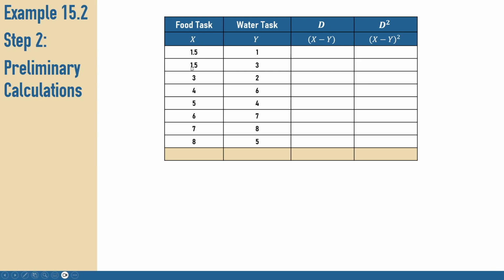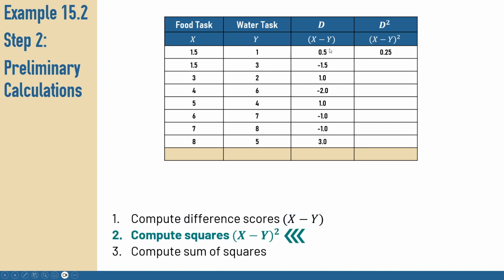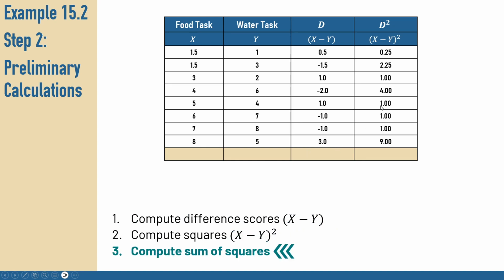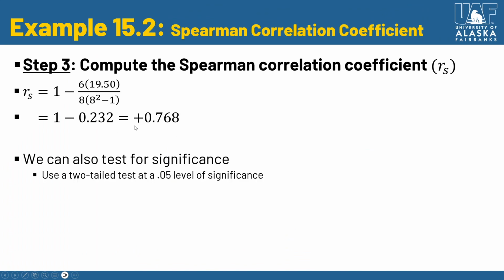It's not always going to work out this way as a perfect 0.5. So just keep that in mind and come back to it if you'd like, if you run into this in the homework or anything. So first, difference scores between x and y. That's easy enough. 0.5, that's minus 1.5, so on and so forth. We're going to square those values. We're going to sum the squares. And then we're going to plug stuff in. And when we do that, we get a positive 0.77 correlation.